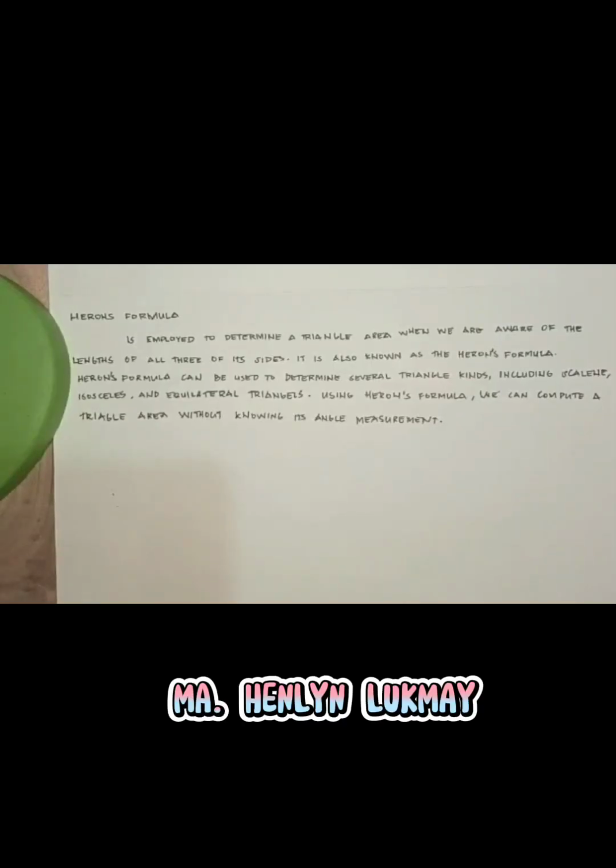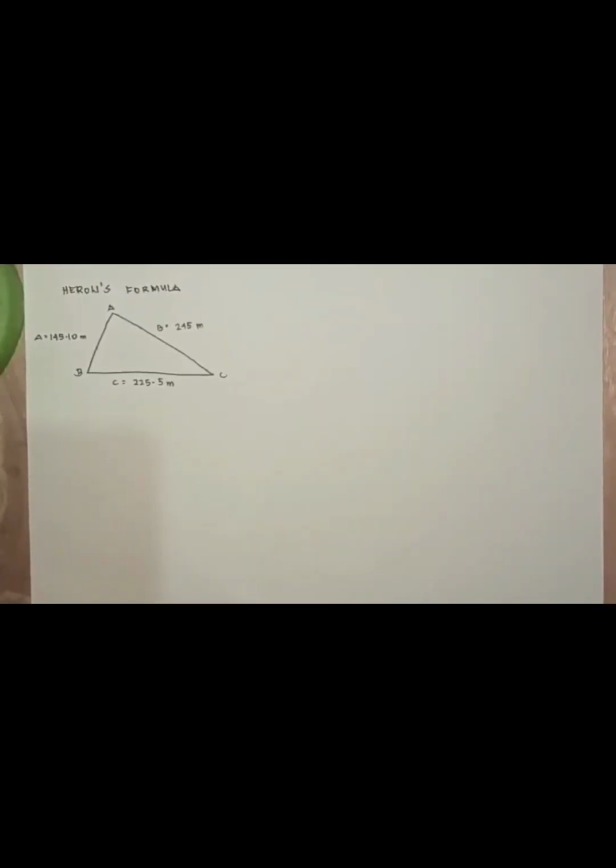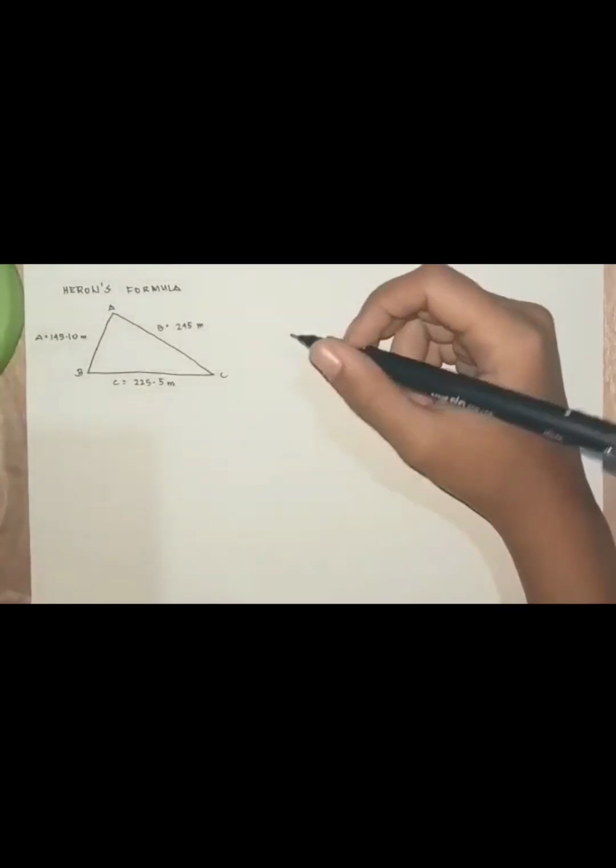Heron's formula is applied to determine a triangle area when we are aware of the lengths of all three of its sides. It is also known as Heron's formula. Heron's formula can be used to determine several triangle kinds, including scalene, isosceles, and equilateral triangles. Using Heron's formula, we can compute a triangle area without knowing its angle measurement. This is the Heron's formula.